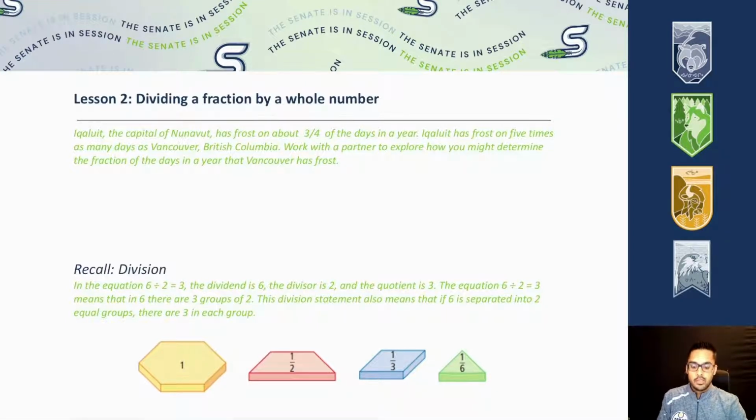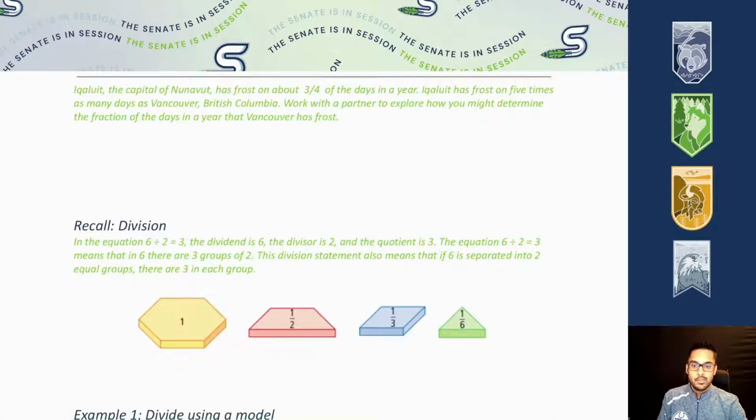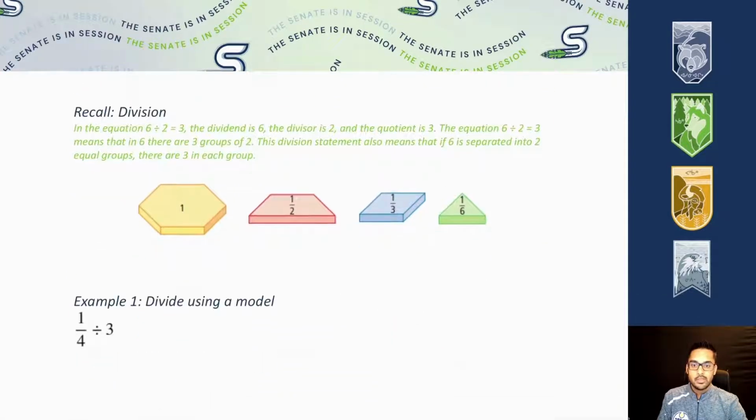Okay, so just a quick recall of what division means again. In the equation 6 divided by 2 is equal to 3, the dividend is 6, the divisor is 2, the quotient is 3. So just got to remember those words. This really means that if you have 6 things and you divide them by 2, the answer represents the number of groups that you have. So if 6 is separated into 2 equal groups, there are 3 in each group. The answer you end with is how much is actually in a group.